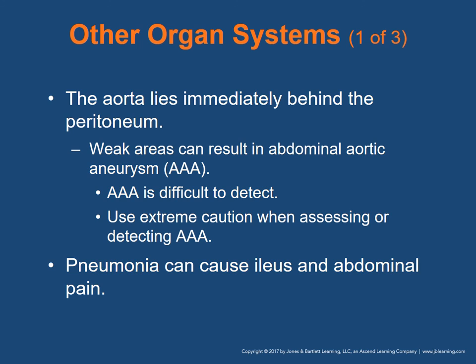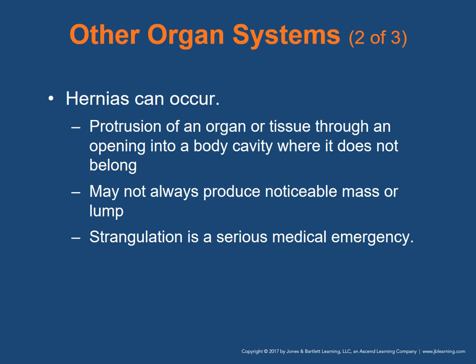Pneumonia can cause ileus and abdominal pain. Hernias can occur. A hernia is a protrusion of an organ or tissue through an opening into a body cavity where it does not belong. It may not always produce a noticeable mass or a lump, but it is very painful.